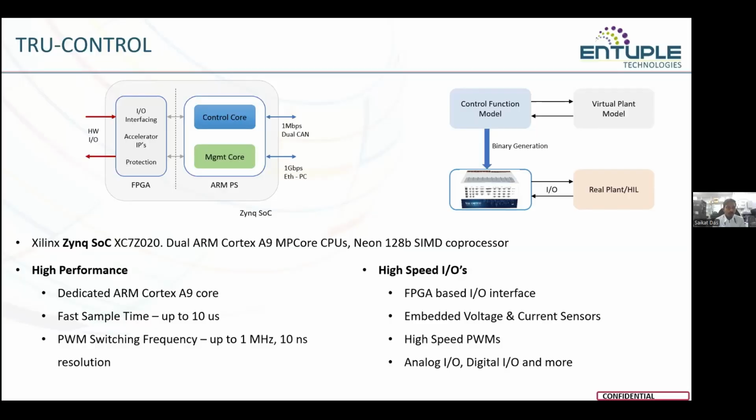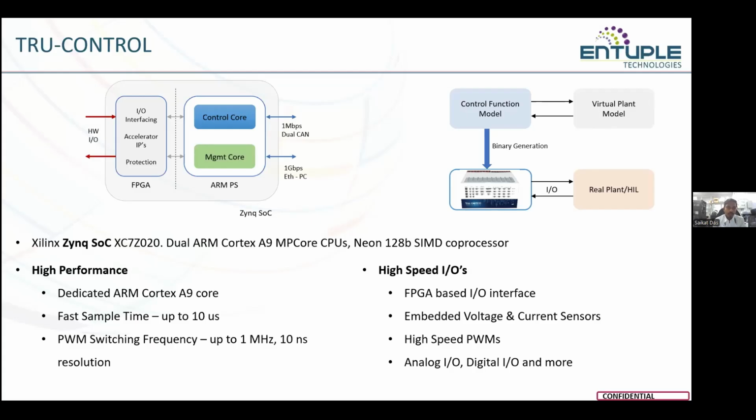So our rapid control prototyping solution, TrueControl, is based on the Xilinx Zynq system on chip device. In the SoC, it contains an FPGA as well as ARM processors. We are using the FPGA for IO interfacing because we want all the IOs to be high speed IOs, and for all those embedded sensors we want independent protections also. Because of that we are interfacing all the IOs to the FPGA. And for control logic complexity, we are using the ARM processors for executing the control logic.